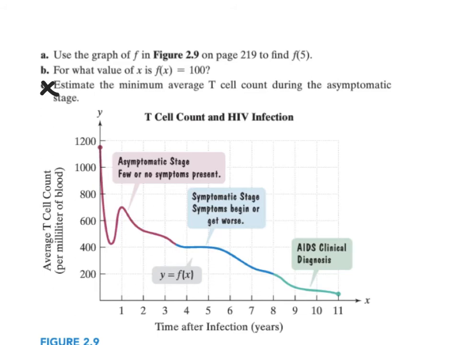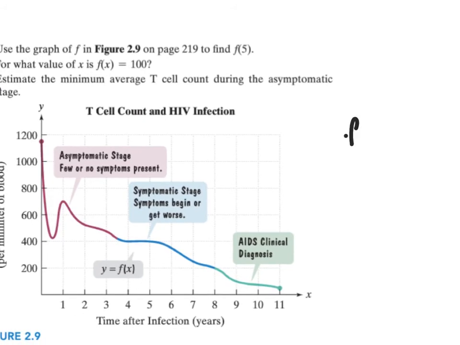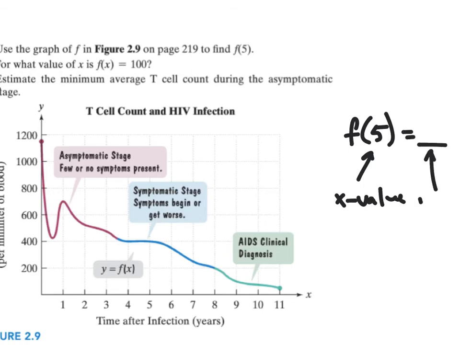If I wanted to find f of 5 using this graph, so f of 5, this is my x value, and I need to find my y value, all right? So when x is 5, I come down here to my x-axis, x is 5, what's my y value? So I'm going to plot this point right here, and then what that means is that when x is 5, f of 5 is equal to 400. And that's what we would get.